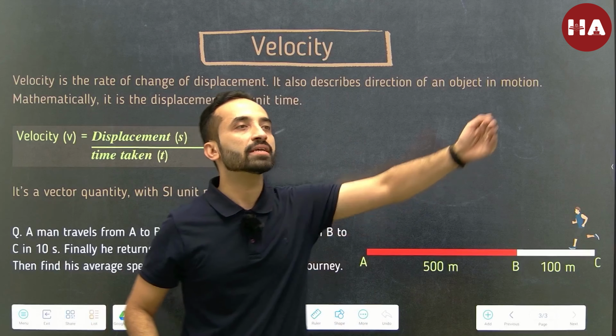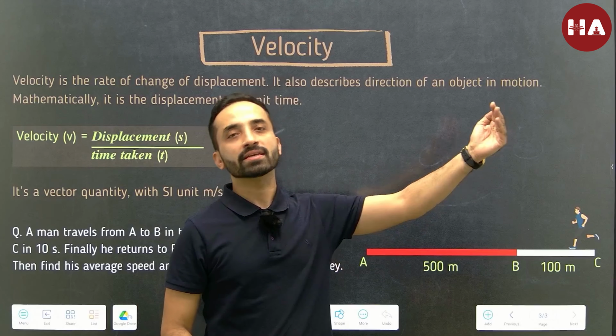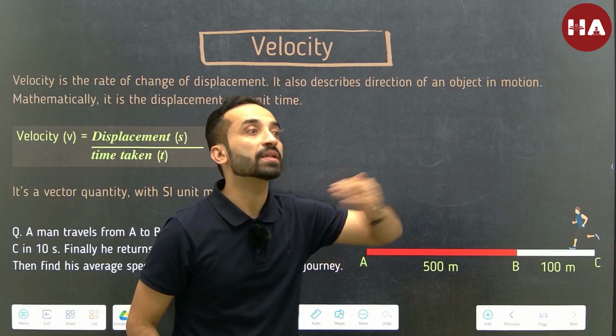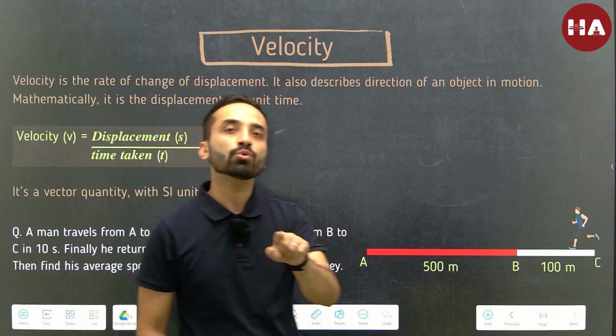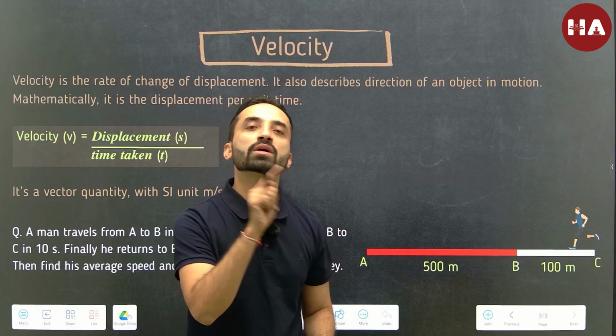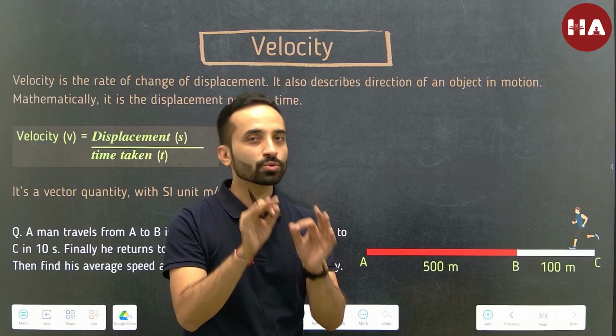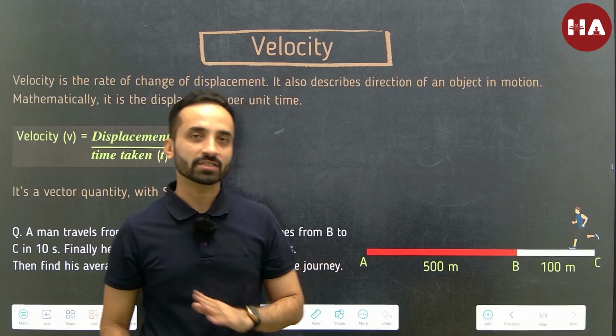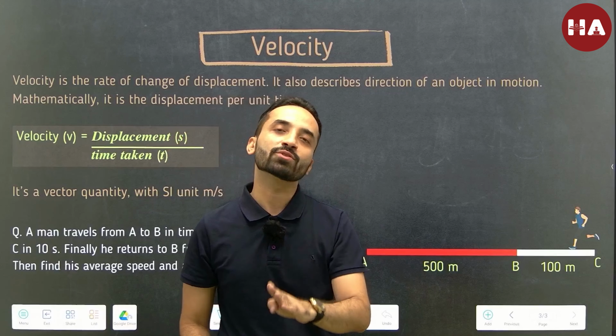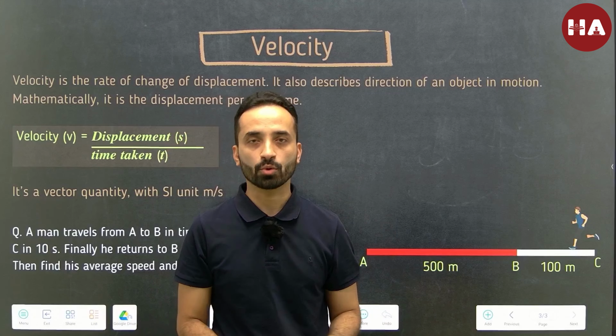How rapidly an object is being displaced, is changing position. Not only that, one more thing, velocity takes into account direction. So you can say that speed with direction will give you the velocity. Speed plus direction will give you the velocity, since it is a vector quantity.